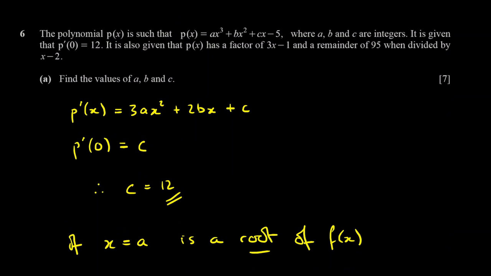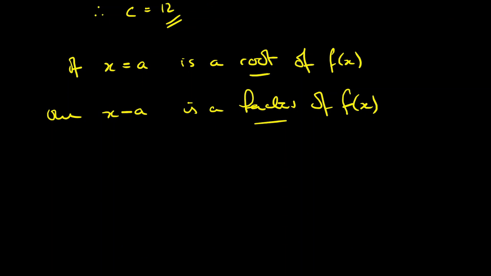Now, in this particular question, we've got 3x minus 1 is a factor. Well, what does that mean? That means that x is equal to a third is a root. Now, I know that seems a little bit different to what I just said, but it's only a very slight difference. What we're going to do is set our 3x minus 1 equal to 0. And if we rearrange that, we get x is equal to a third.